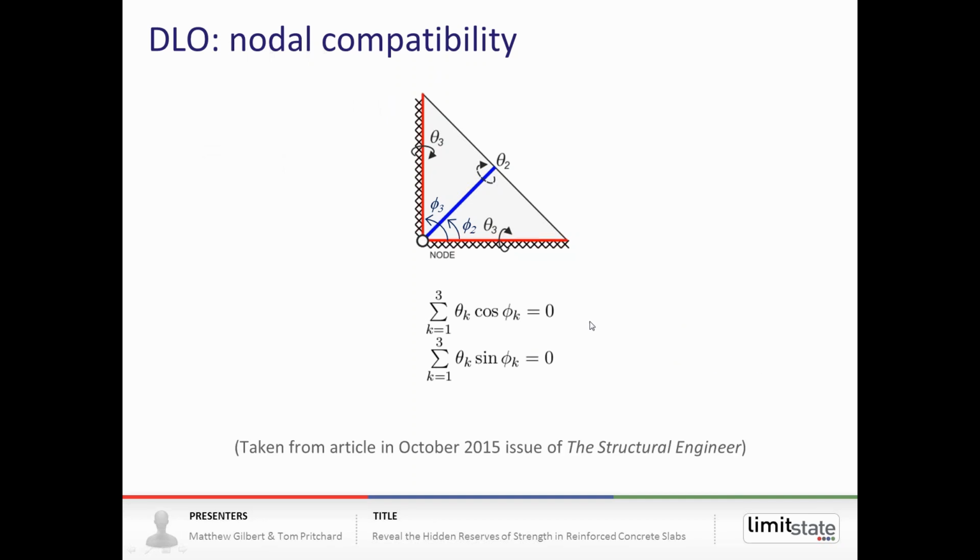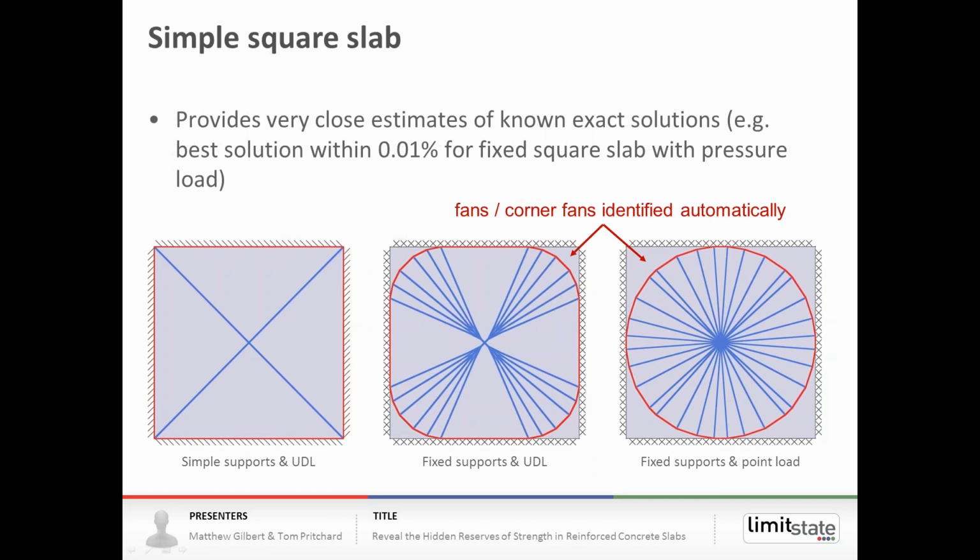And if you're interested in learning more, there's actually a more accessible description in the October 2015 issue of the Structural Engineer than the explanation in the Royal Society paper. So just a few examples. Simple square slab, simple supports, you get the simple sort of X mechanism or pattern that you would expect when you have a UDL.